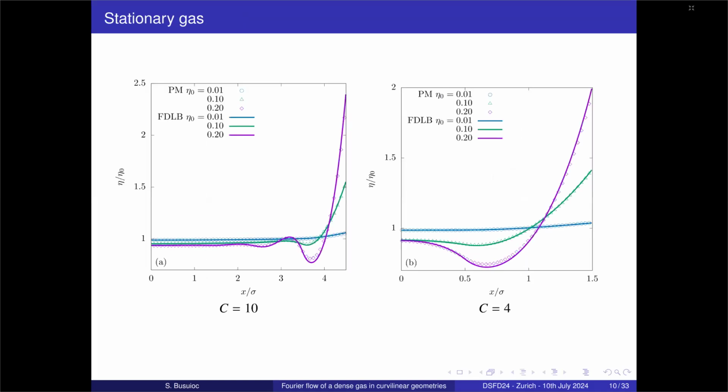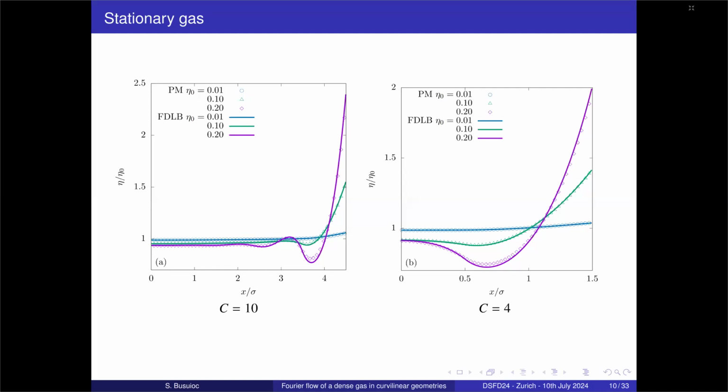So the density distribution will look like this. Here we have three cases with small density, where there's not much of an effect. But as the reduced density, eta, increases, I have this increase of density near the wall, because the particles are agglomerated there.